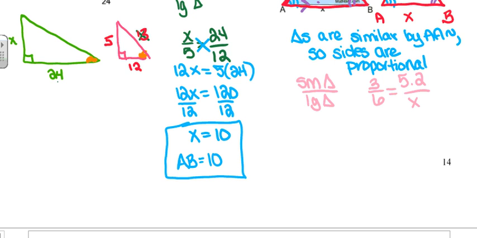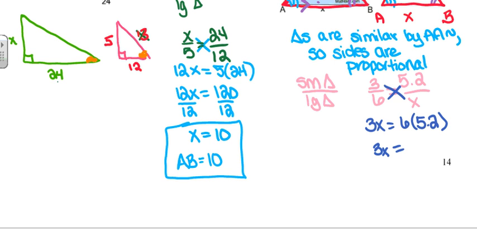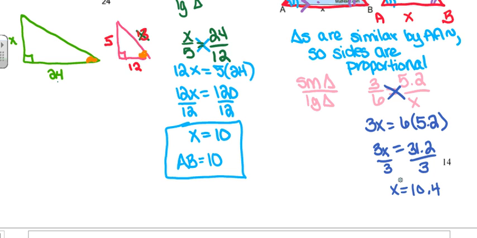And now that I've got my proportion set up, I'm in good shape to go ahead and cross multiply. So 3 times x equals 6 times 5.2. Or in other words, 3x is equal to 31.2. And x is 10.4.